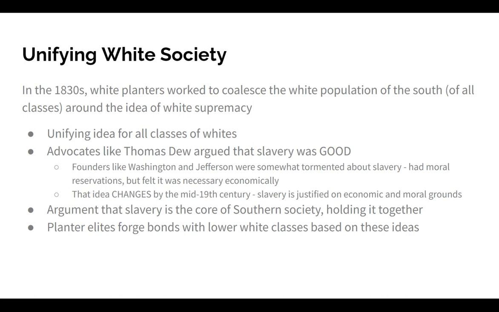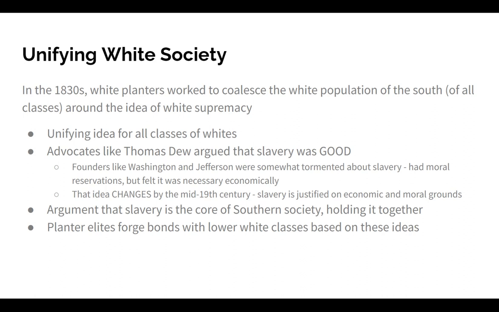So there were a lot of advocates, like Thomas Dew, for example, or John C. Calhoun, that argued that slavery was actually good, was positive. And this is definitely a shift, because the founders, like Washington and Jefferson, who owned slaves, were actually somewhat tormented and conflicted about slavery. They had moral reservations. They felt it was necessary economically, but they did have some moral reservations. And in truth, many of them sort of hoped that slavery would just, as I said, peter out on its own eventually, sort of naturally.